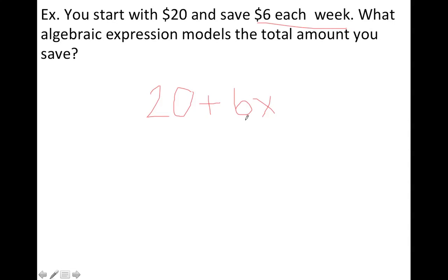6 is our coefficient, if you remember from your vocab words, and we have to multiply them together because we earn $6 each week. So if I asked you after 4 weeks, how much money would you have, you should tell me $44, because we plug in 4 here, which would give us 24, and add 20, and we get $44.